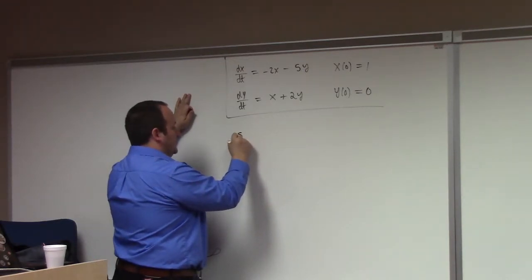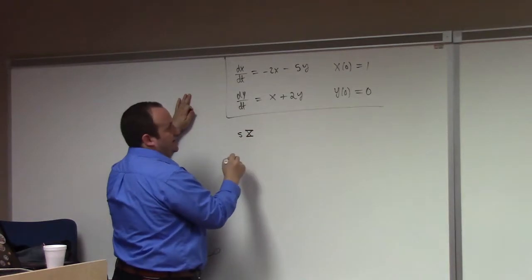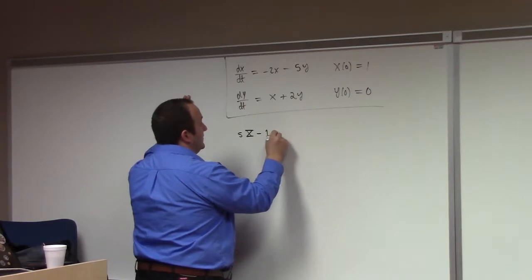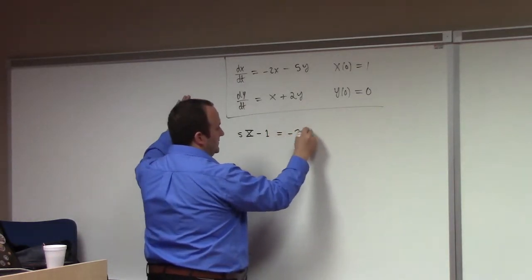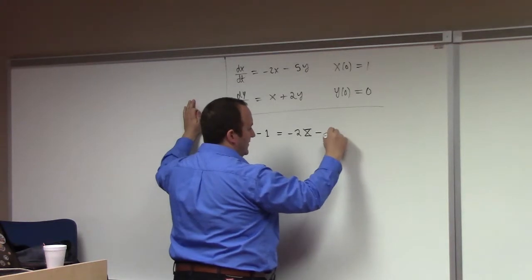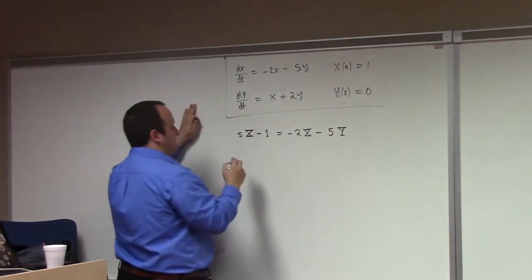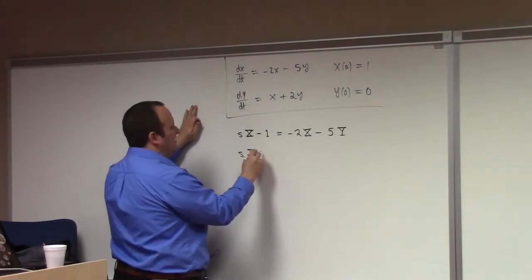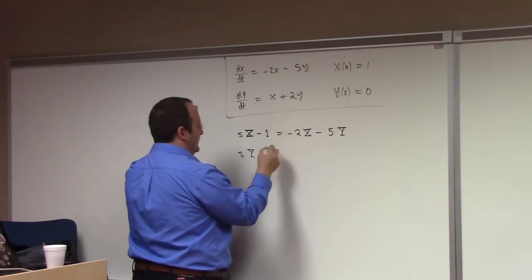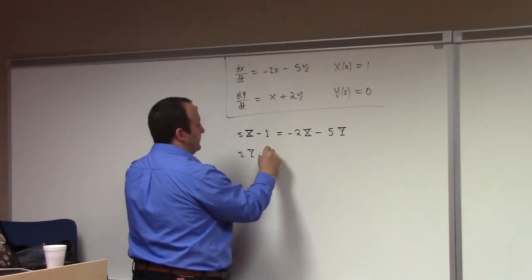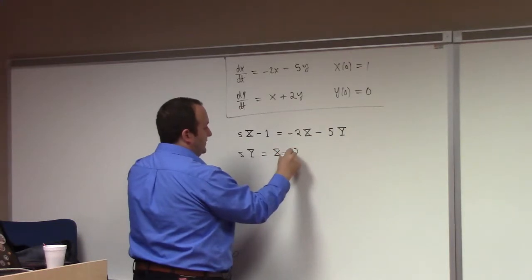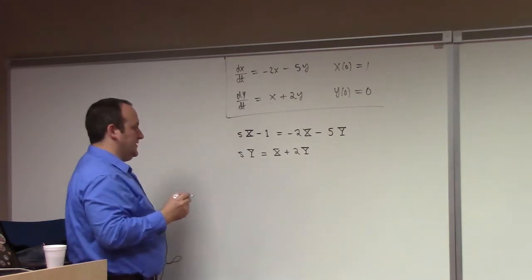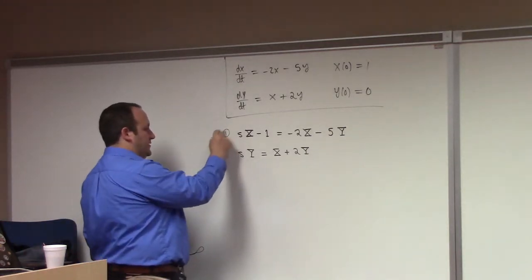So we get S times big X, and then minus x of 0. But x of 0 here is 1, so minus 1 is equal to minus 2 times big X minus 5 times big Y. All right, then dy dt, transform of that is S times big Y minus 0, which is equal to big X plus 2 times big Y. Well, that's not too bad, right?